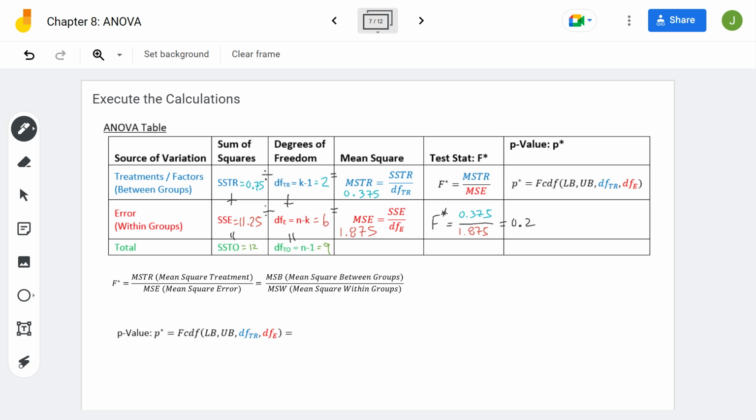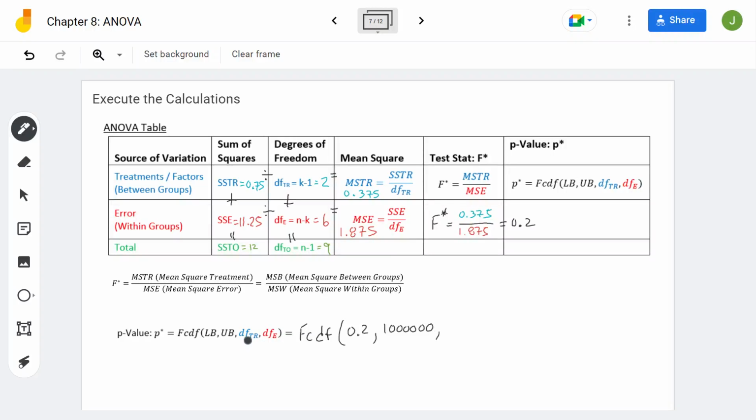And this is always a right tail test, so the F test statistic is always going to be the lower bound. So I'm using the FCDF function to find my p-value. This is a function in your graphing calculator in a TI-84. So if I'm doing this, my FCDF function, my lower bound is going to be 0.2. My upper bound is going to be 1 million. Technically, it's positive infinity. I just use 1 million, so you think it's a very large value.